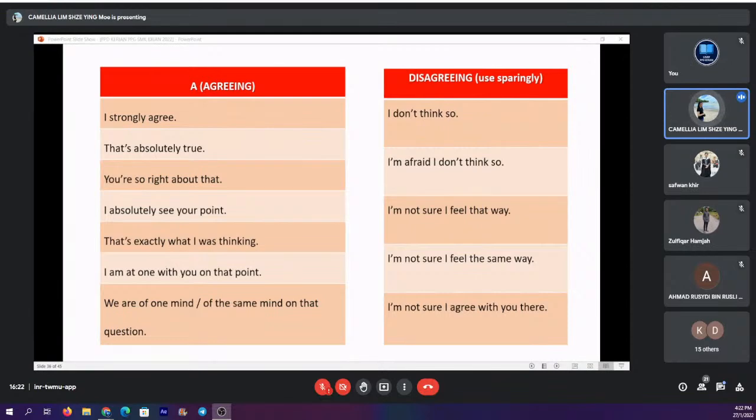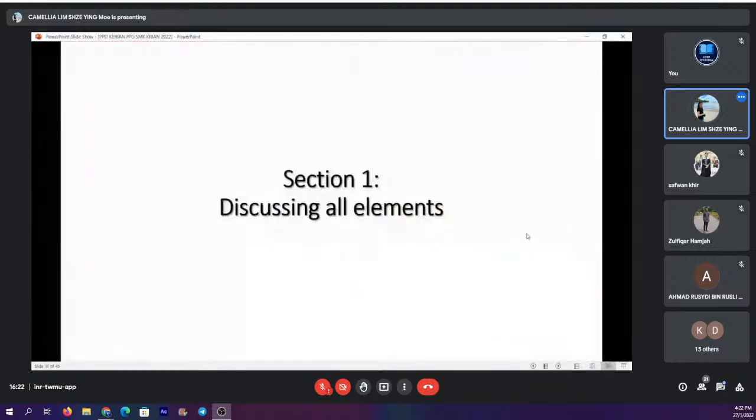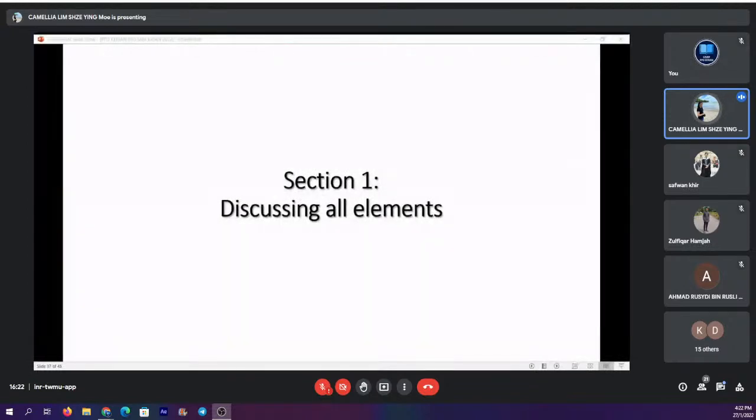So teachers, are we clear on the different aspects of this COCOA formula? Right. Let's move on. Okay, teachers, so there will be the first section where they will discuss all the elements provided, okay?